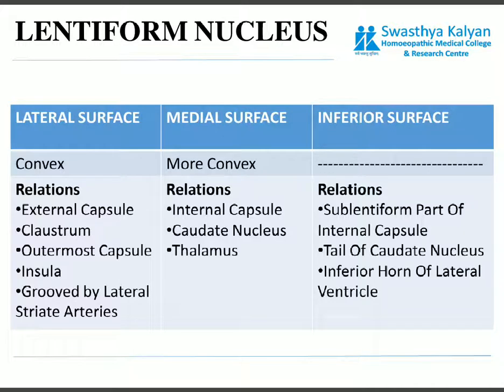The lateral surface of the lentiform nucleus is convex, and it is related with the external capsule, claustrum, outermost capsule, insula, and grooved by the lateral striate arteries. The medial surface is more convex in comparison to the lateral surface, and it is related with the internal capsule, the caudate nucleus, and the thalamus. And the inferior surface is in relation with the sublentiform part of the internal capsule, the tail of the caudate nucleus, and the inferior horn of the lateral ventricle.